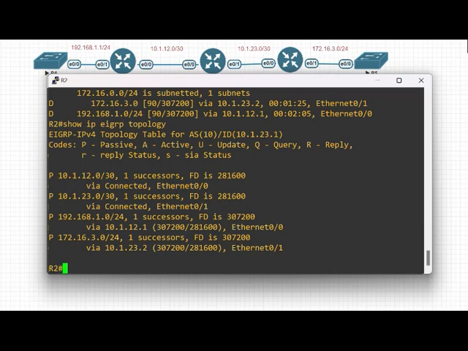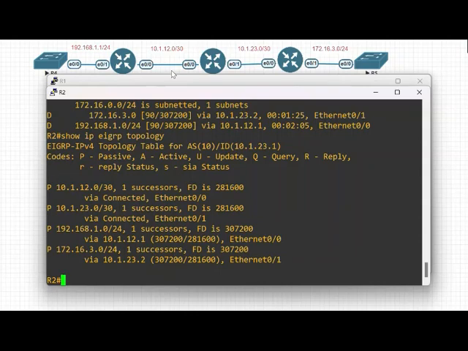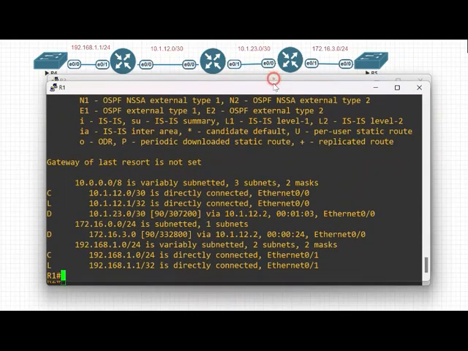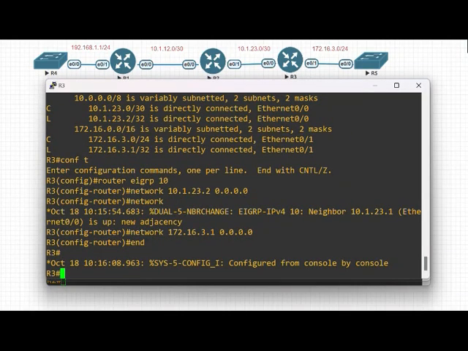So same goes to the remote network 172.16.3.0. So it has one successor. There is only one best path, and the feasible distance is this 307,200, and the reported distance from the router facing the Ethernet 0/1, which is router 3, is 281,600. So that's how the router makes a decision. So in this case, there is only one path to all the possible networks because we made the topology like this. Okay, but it will be different if we have an alternative path between the networks.